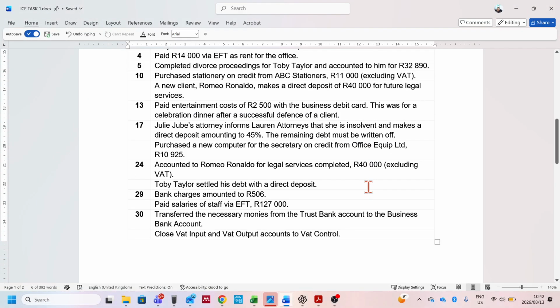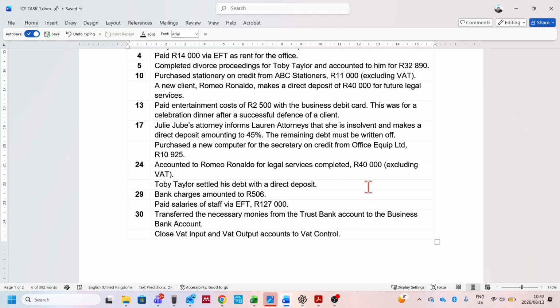Accounted to Romeo Ronald for legal services completed, 40,000 excluding VAT. Again, some of you recorded this transaction as a trust transaction. Account, we are sending an invoice to the client saying that this is the amount that you owe us for the work completed. So this means that the customer becomes a what? A debtor to the business. And then we are charging this customer fees worth 40,000. This is excluding VAT. So this means that this is our total what? Fees, which is the income that the business made.